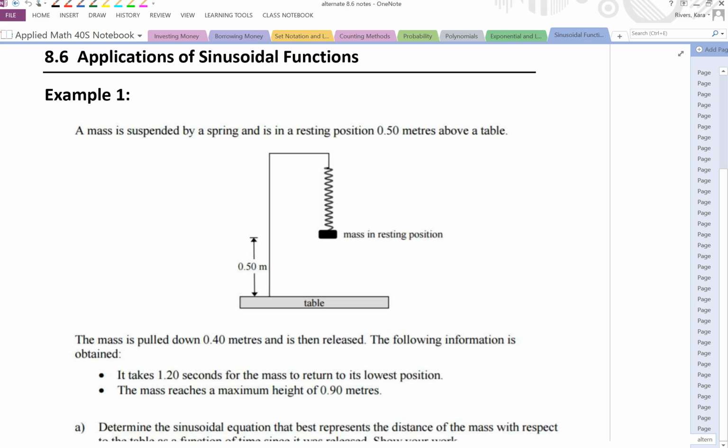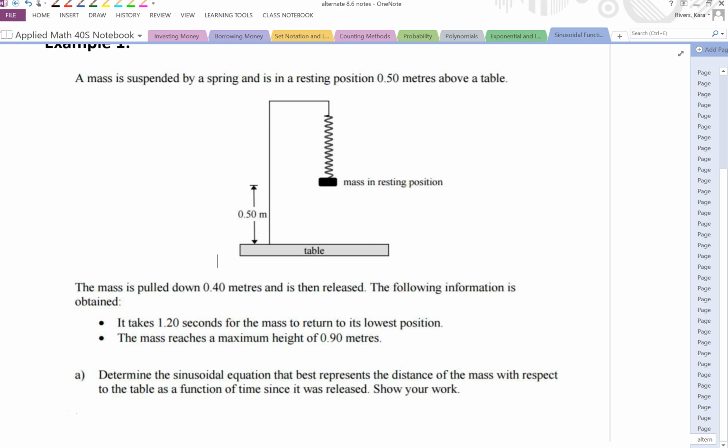It says a mass is suspended by a spring and is in a resting position 0.50 meters above the table. So we can see that drawn in right here. The mass is pulled down 0.4 meters and then is released. The following information is obtained. It takes 1.20 seconds for the mass to return to its lowest position. The mass reaches a maximum height of 0.90 meters. So we can see the spring is at a resting position right now, and it'll go down and back up and down and back up and down and back up. However often they're explaining here.